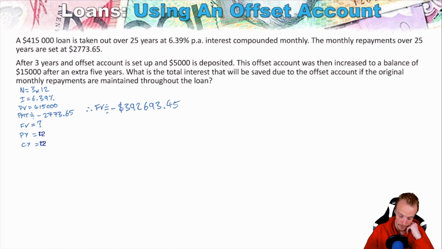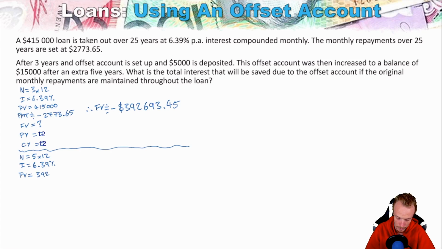Now, what's the next step? The next step is we've set up an offset account of $5,000. So essentially, the balance that the interest is going to be accruing from is going to be $5,000 less than this. We're going to go N equals, how long is this being maintained for? For another 5 years. So we need to know the future value after 5 years from this point, where our interest was 6.39%.